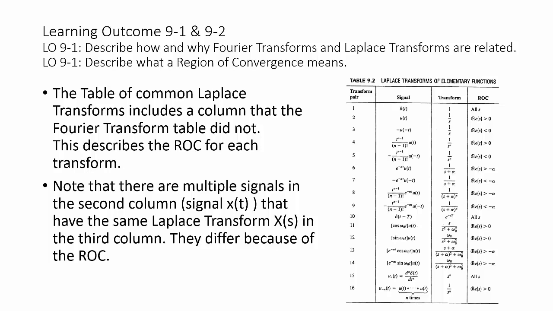Note that there are multiple signals in the second column which have the same transform, which give different time signals because they have different regions of convergence. You cannot invert your transform without knowing your region of convergence, because you wouldn't know whether to choose 6 or 7 if you knew that the transform was 1 over s plus a. This column is very important and will inform all of our work in Chapter 9.